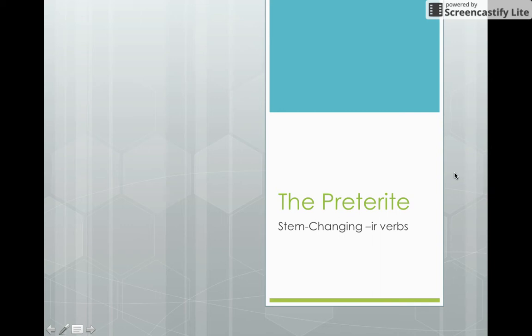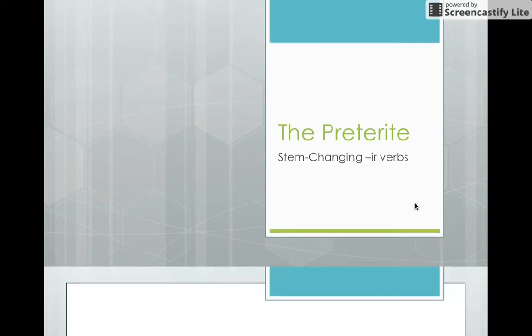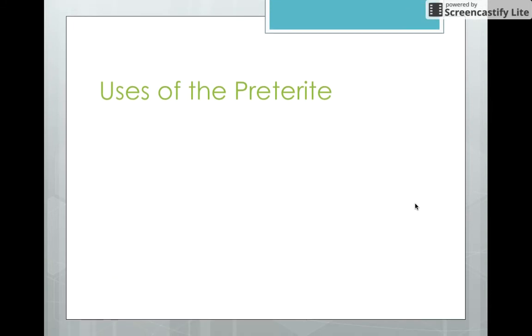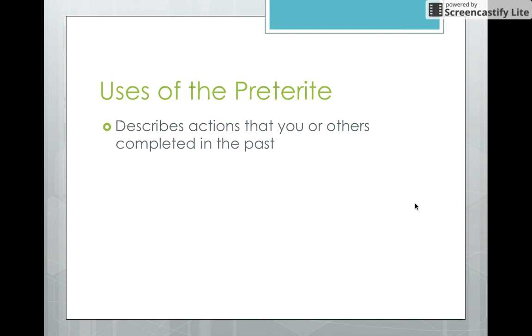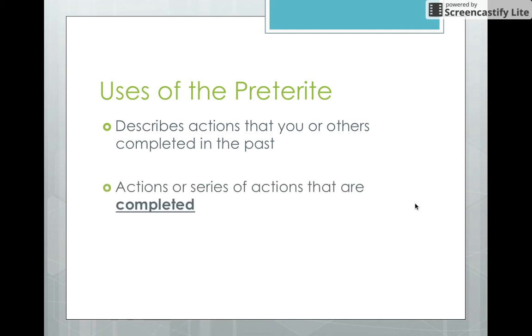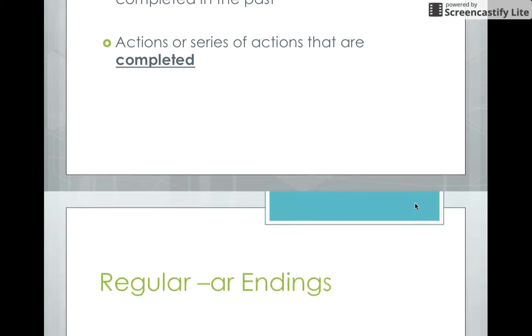Bienvenidos para otra lección. Today's lesson is on the preterite, stem changing IR verbs. So preterite, remember, means past tense. So the uses of the preterite, let's take a look at two. It describes actions that you or others completed in the past, and it's actions or series of actions that are completed in the past as well.